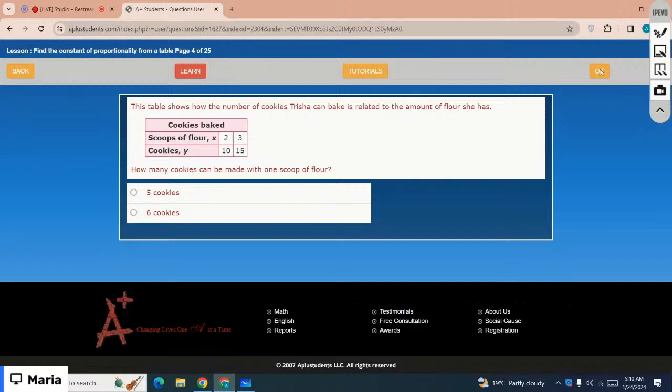So which is the correct option? The constant of variation is, very good, that is 5 cookies. The correct option is 5 cookies.